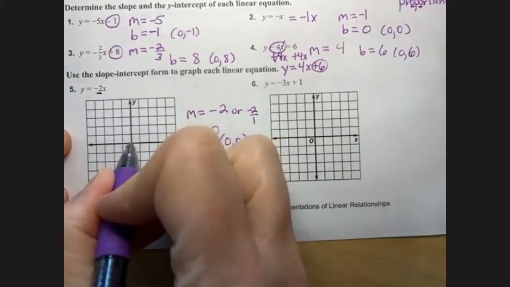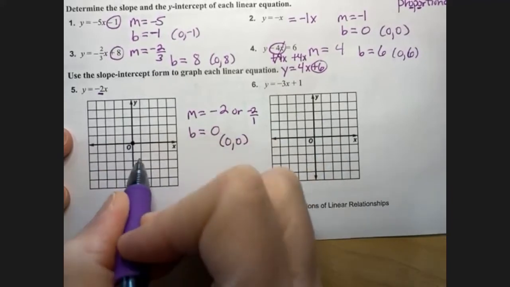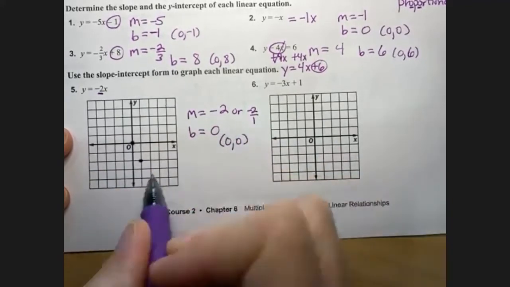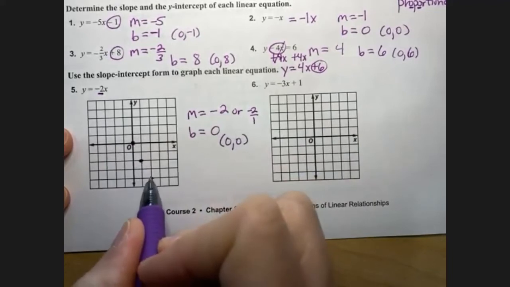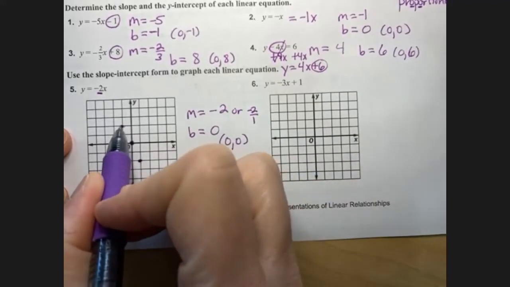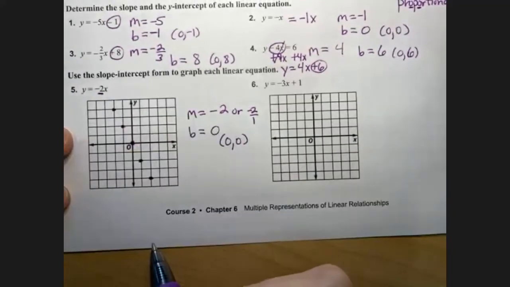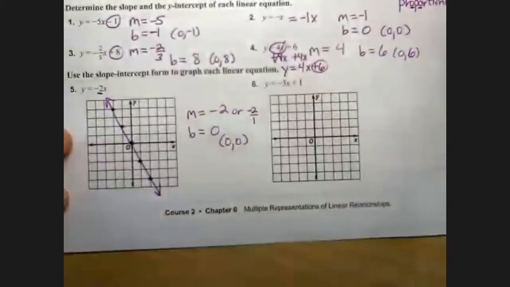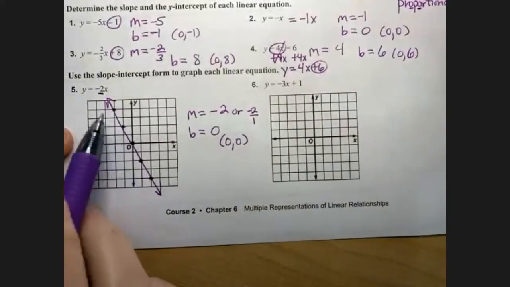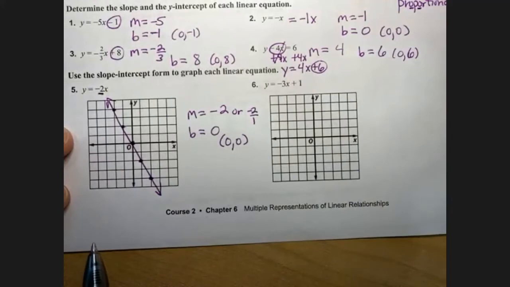So I start my y-intercept at 0, 0, and I'm going to go down 2 and right 1. The opposite would be up 2 and left 1, so it goes the opposite direction. And if you notice, it should be negative slope. If it's not negative slope, you've done something wrong. It has a -2, so it's negative slope. Fairly steep, but not too steep.